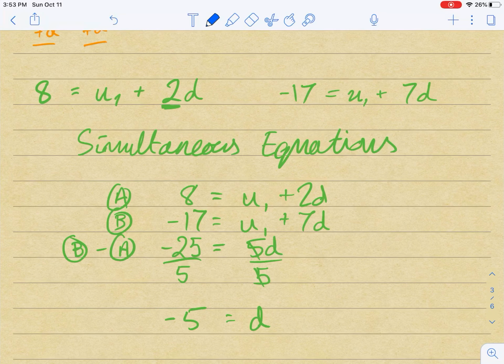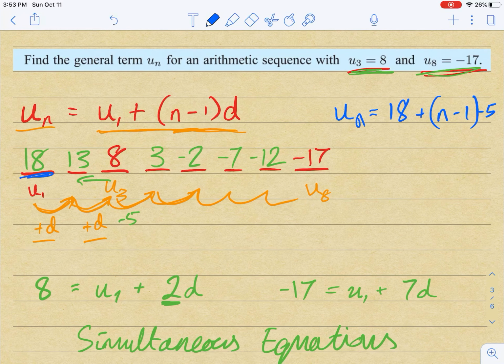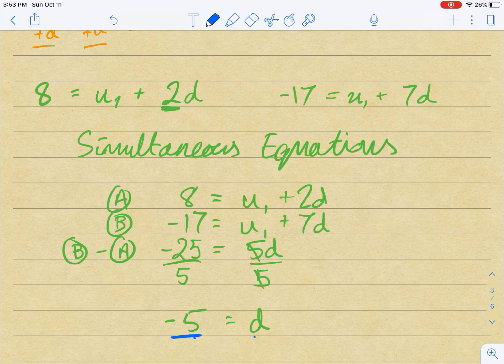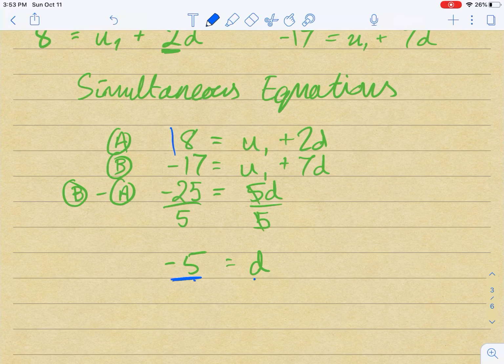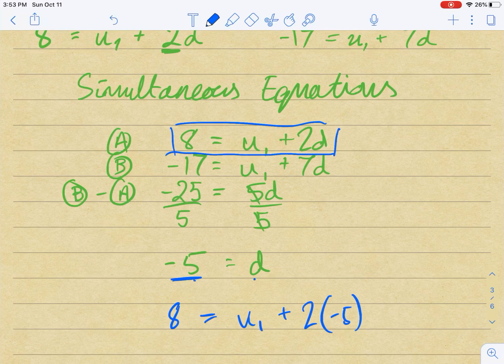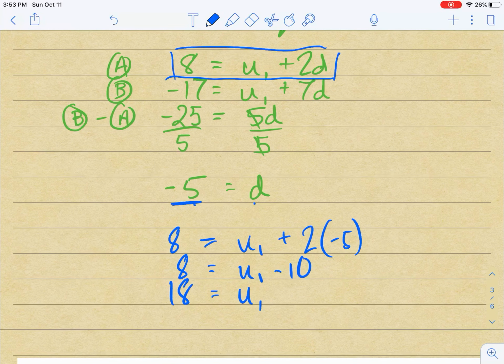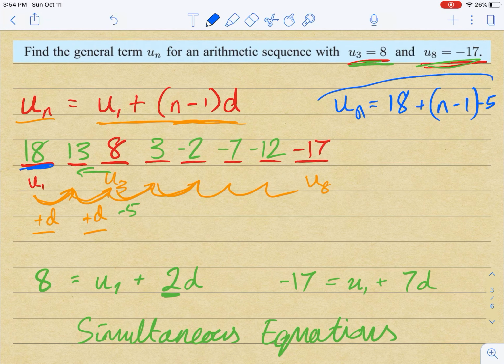If perhaps I had numbers much further up the sequence and it wasn't so convenient to just jump back to this first term, what I could do is I could substitute minus 5 equals d into one of these equations. Let's take this one for example, and I would say 8 equals u1 plus 2 times minus 5, and therefore 8 equals u1 minus 10. Add 10 to both sides and I get 18 equals u1. That's another way to find that first term of that sequence, and give us this general term for the sequence.